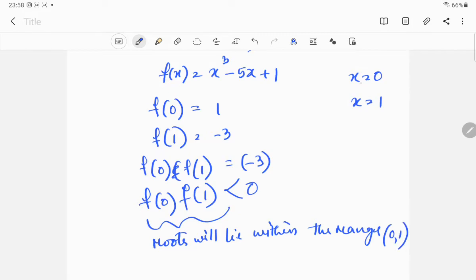Okay, so you can call it x0 and this x1. So f(x0), f(x1) should be less than 0. Only then can you find out the root between this particular range.